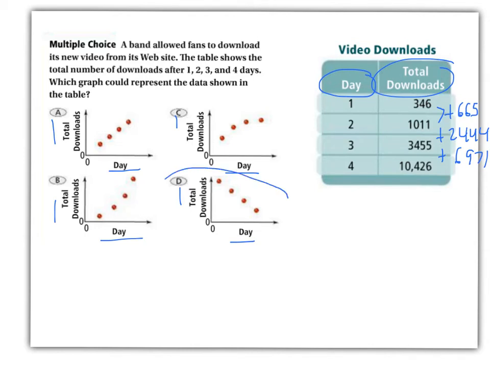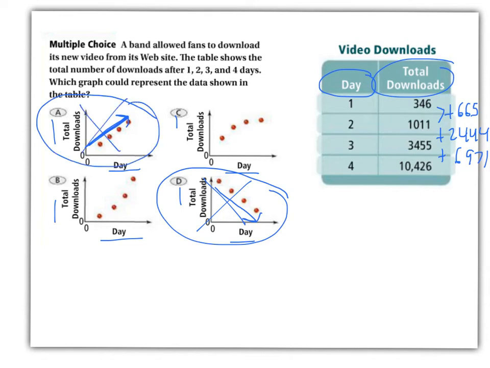There's definitely one that we can eliminate because the total downloads are definitely going up. This one right here is saying that each day the total downloads is going down. So it's definitely not D. A is showing that each day the number of downloads is going up by the same amount, like a straight line. If it was plus 665, plus 665, plus 665, we might want to choose A. But because they're not going up by the same amount each time, it's probably not A.